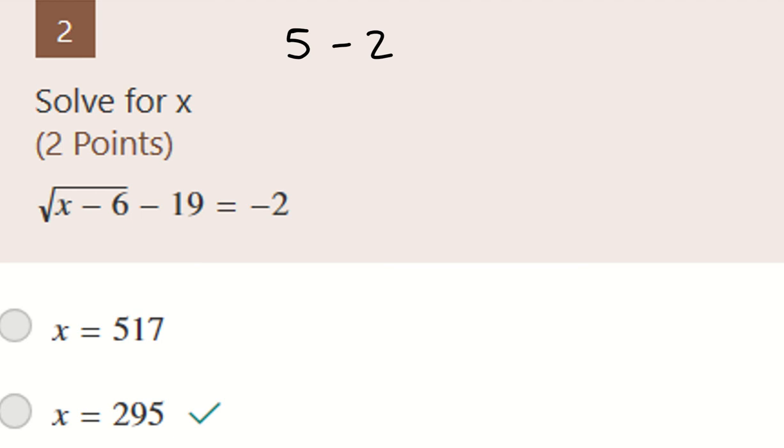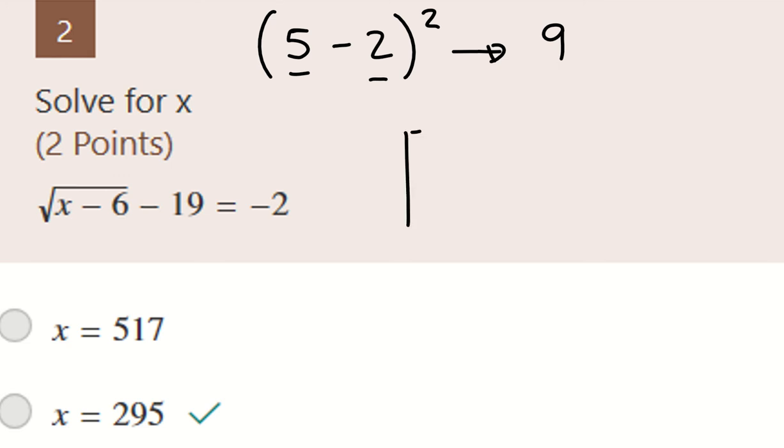The problem I see some of you doing is thinking that to square that side you can just square the 5 and square the 2, and that's not the case. 5 minus 2 is 3, and 3 squared is 9. If you were to square each term individually, you would get 25 minus 4, which is 21. Clearly, squaring the individual terms is not the same as squaring the binomial.